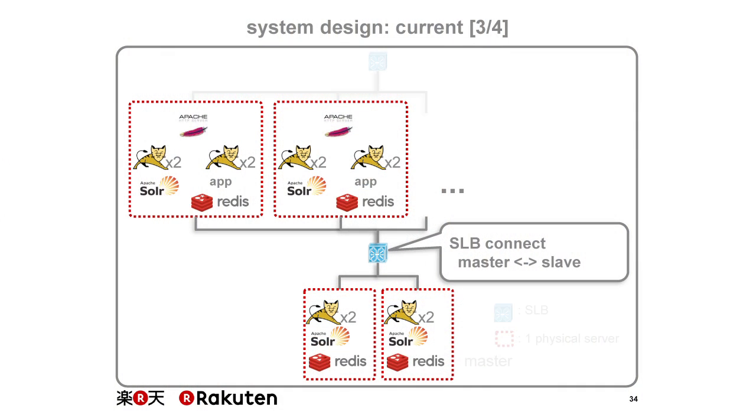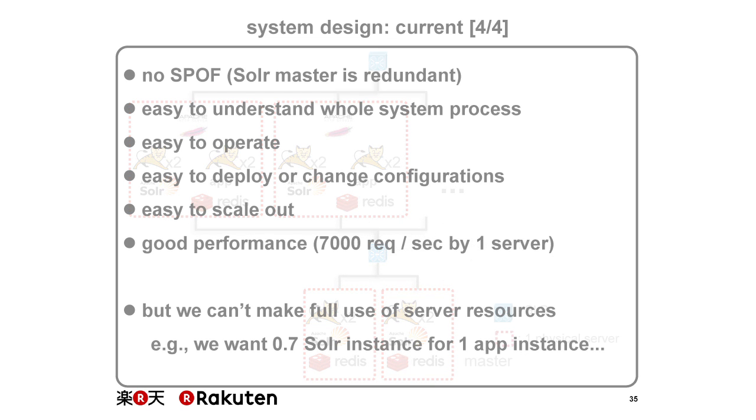And backend servers are for Solr and Redis master instances. So only the replication requests externally go through the load balancer. So the good points of this system are as follows. Now Solr master instances are redundant, so there is no single point of failure in this system. And to understand the system process, it basically needs only one server. So we can easily operate this system. And this system shows good performance. One server can handle about 7,000 requests per second, and the average response time is also decreased.